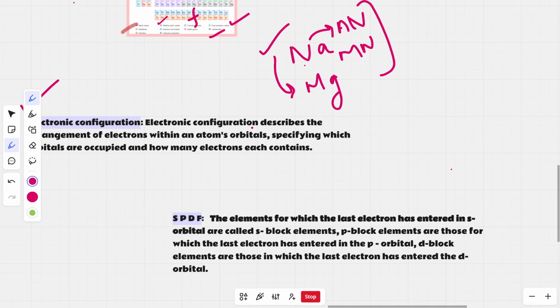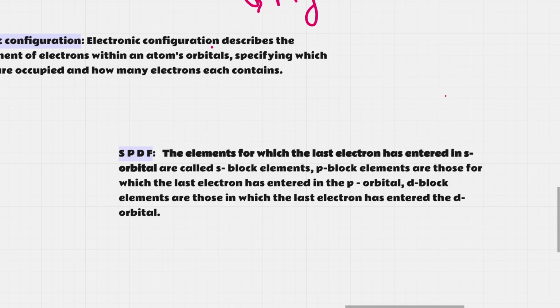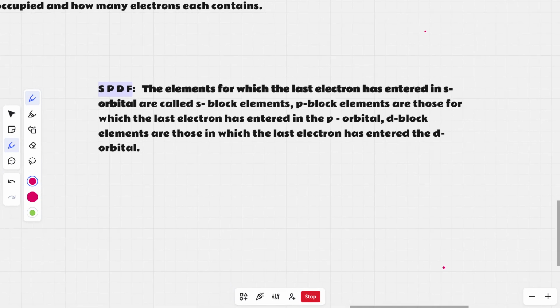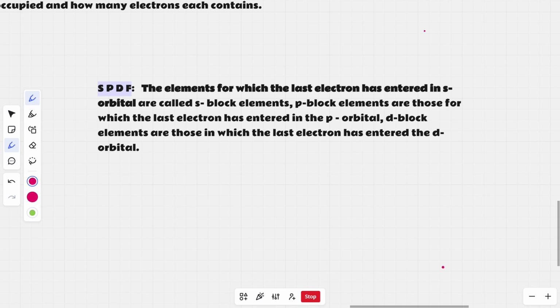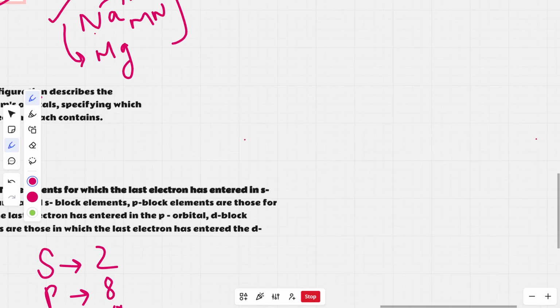So just wait, okay? Move on to SPDF. What is basically SPDF? As we have studied, it shows how many electrons are there in the outermost shell of the SPDF groups. Okay, now let's categorize it. S contains 2, P contains 8, D contains 10 and F contains 14. It is pretty simple. No difficulty at all.